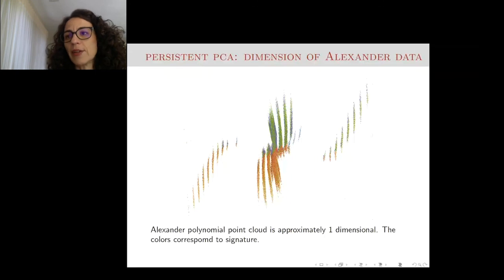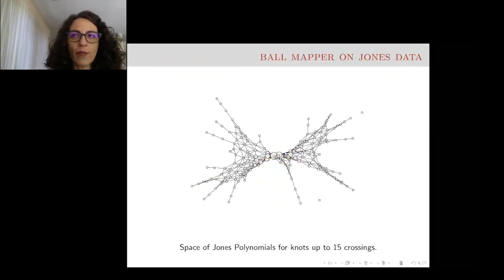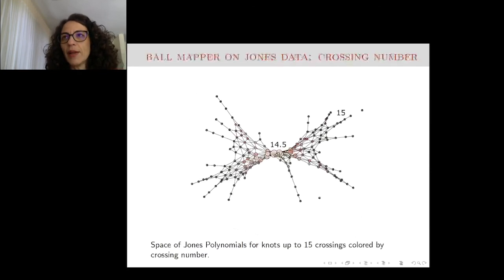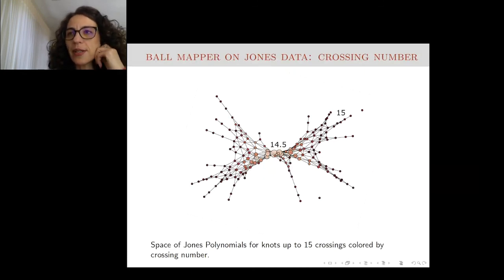Okay, so this was one approach. There are many other ways in which the dimension of your data set can be determined. That's something that lies in the future, but let's see whether we can get any different or better information from Ball Mapper. So when you consider the same data set obtained by vectorizing the Jones polynomials, this is the Ball Mapper graph that you get. And this is the Ball Mapper graph colored by the crossing number. Here we're using the data for knots up to 15 crossings.